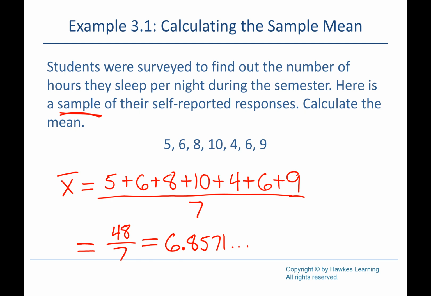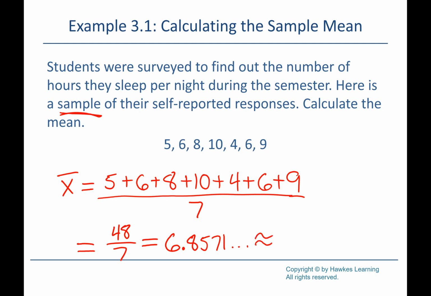Okay, so how do we decide how many decimal places to round to? Well, we're going to have a standard rounding rule when we're dealing with means. And our standard rounding rule is that we want to round to one more decimal place than our data values had. So here our data values were whole numbers, and they did not have any decimal places. So we're going to round to one decimal place.